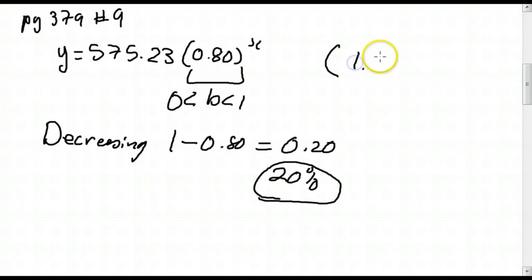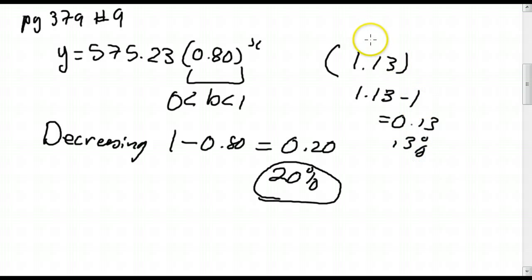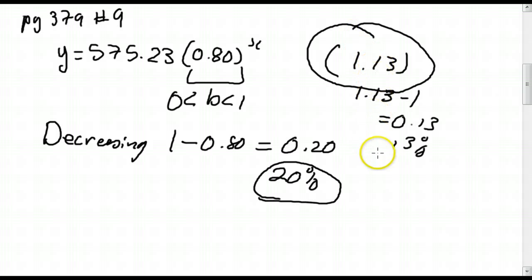Remember when we do growth, so if I had 1.13, you would go 1.13 minus 1 is 0.13, and this would be a 13% increase, right? So if in another example we had growth, our b value is greater than 1, this is how we would calculate the increase.